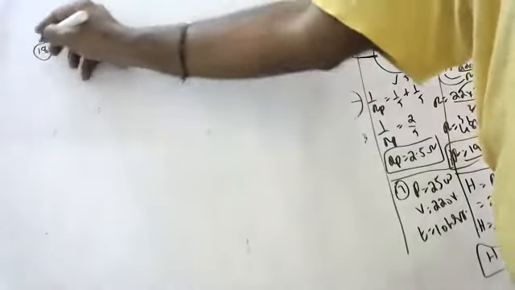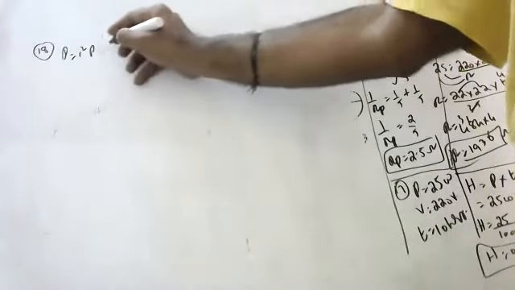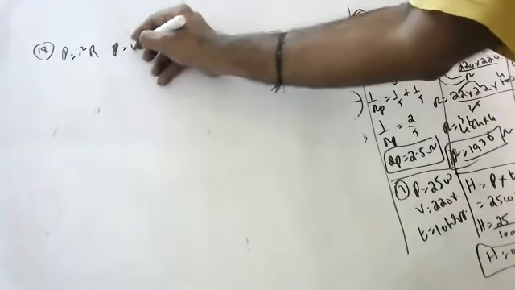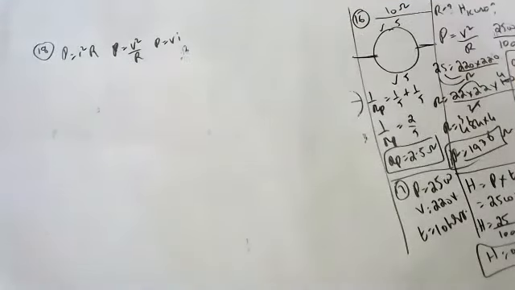18th question. Please concentrate, children. Everyone, 18th question. The electric power consumed by a device may be calculated by using either of the two expressions. P is equal to I square R. P is equal to V square by R also we can use. Or seriously speaking, P is equal to VI.